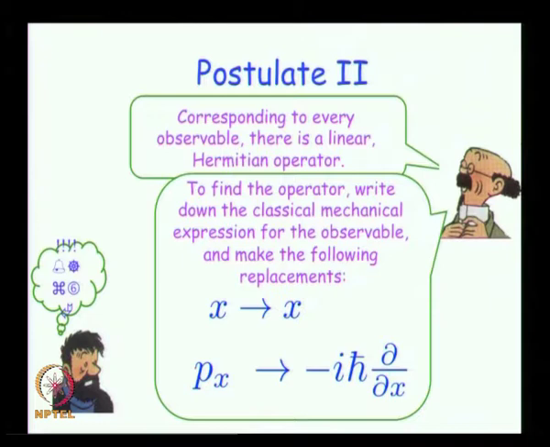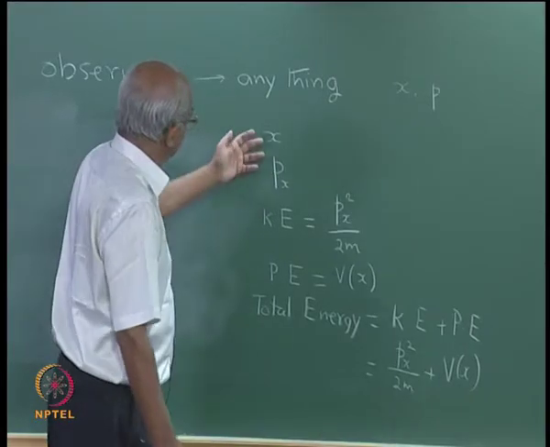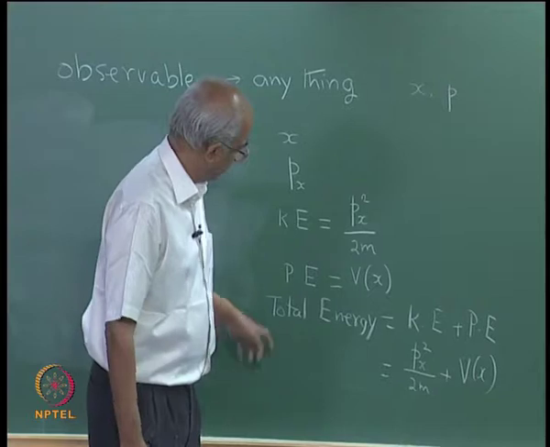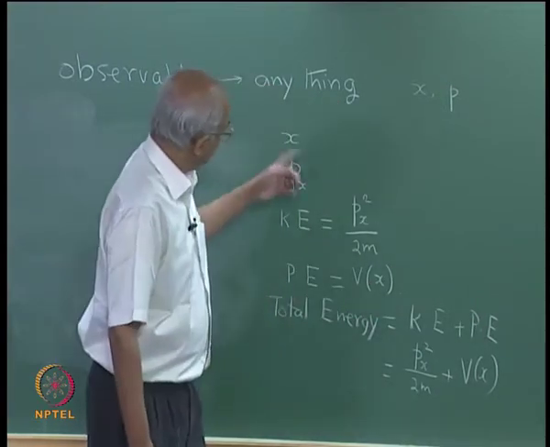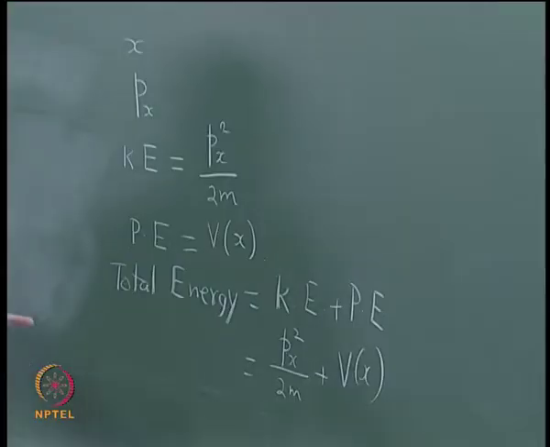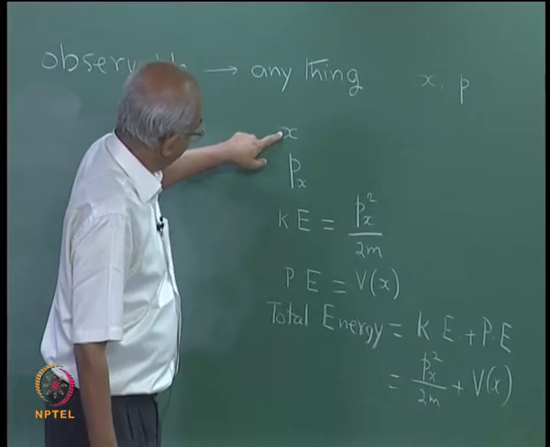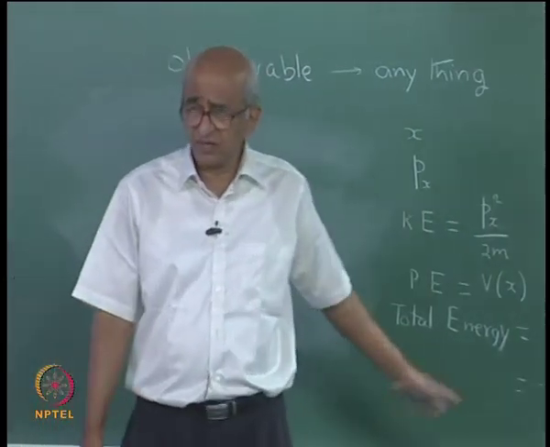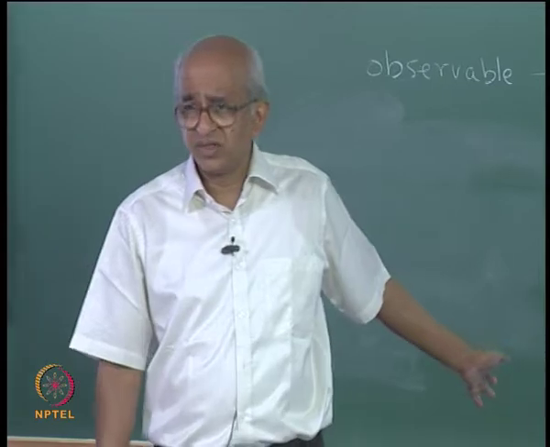What it says is, if you want to find the operator, you have to write the classical mechanical expression for the observable. We have written down a few observables here: x, px, kinetic energy given by px square by 2m, potential energy given by V of x, total energy given by this expression. These are classical mechanical expressions for these observables. The classical expression for position is x, then momentum px, and kinetic energy is px square by 2m. So, we have done it for a few observables on the board.